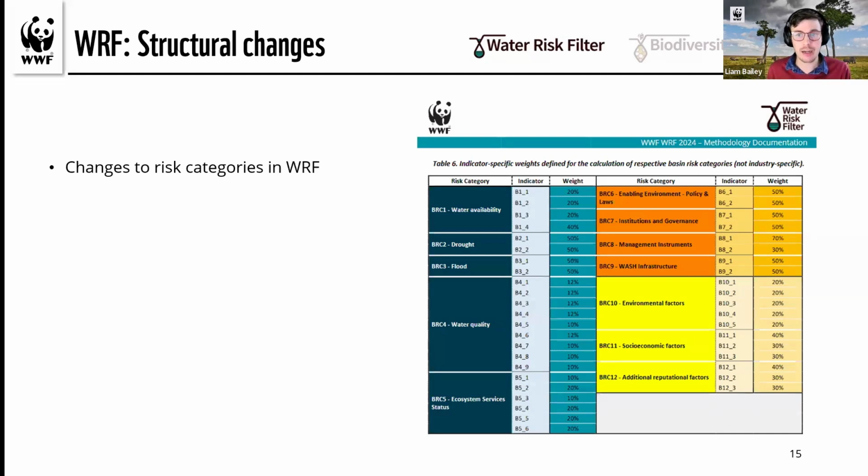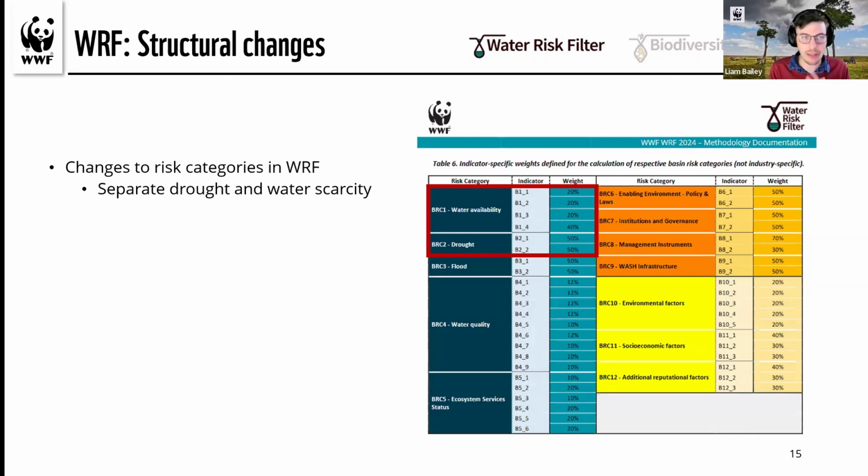So one of the big things that we've changed is that we now have two separate risk categories, one for water availability and one for drought. And these were previously combined together into a category called water scarcity. And we've done this again based on user feedback, but also because we're more convinced now that drought is a unique risk that needs to be assessed separately from other indicators of water scarcity.